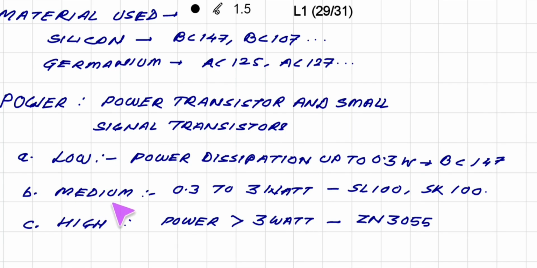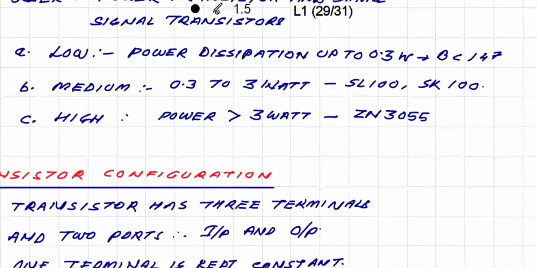Another one is the medium power dissipation transistor, where the power dissipated is between 0.3 watt to 3 watt, and examples are transistors like SL100, SK100, they are used as medium power dissipator transistors. And some transistors give very high power, that is, that category means whose power is greater than 3 watt. So here the transistor 3055 is a power transistor. This way, on the basis of power, the transistors are categorized.